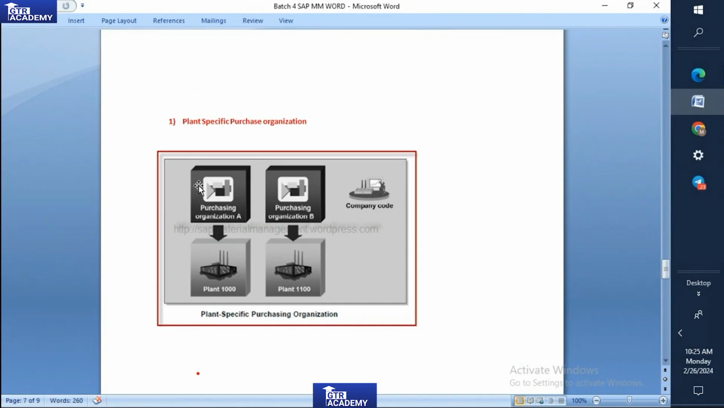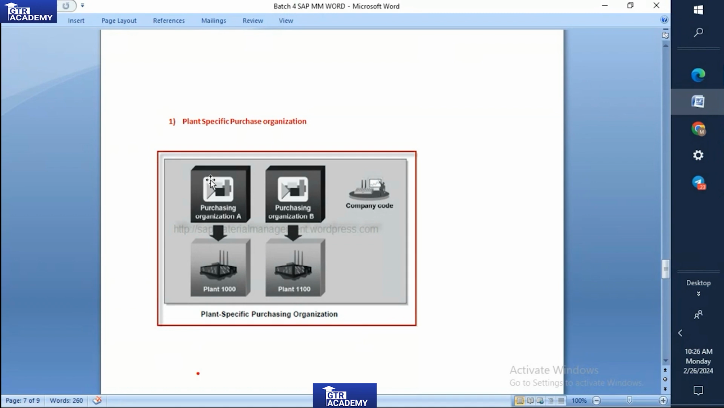I think it's a purchase organization for raw material needed for production for that particular plant. Yeah. Who told this? Manish. No, I didn't. Harish.